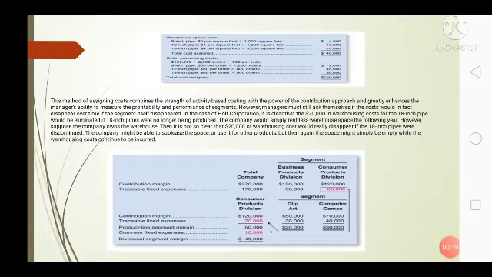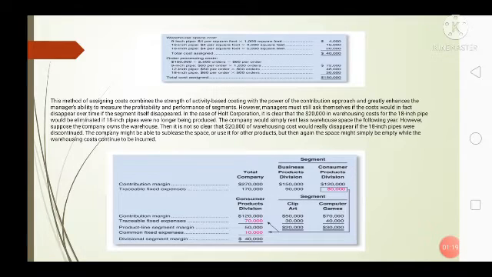Order processing cost: $150,000 divided by 2,500 orders equals $60 per order. 9-inch pipe, $60 per order times 1,200 orders equals $72,000. 12-inch pipe, $60 per order times 800 orders equals $48,000. 18-inch pipe, $60 per order times 500 orders equals $30,000. Total cost assigned is $150,000.